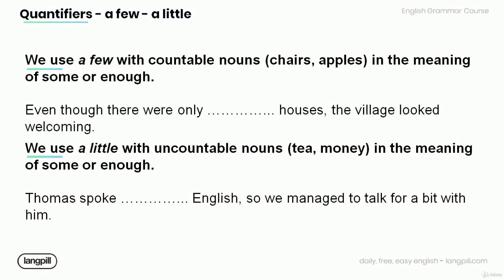Also remember that we use a few with countable nouns such as chairs and apples in the meaning of some or enough, and we use a little with uncountable nouns such as tea and money in the meaning of some or enough. Now have a look at the sentences below and fill in the blanks with the appropriate quantifier.